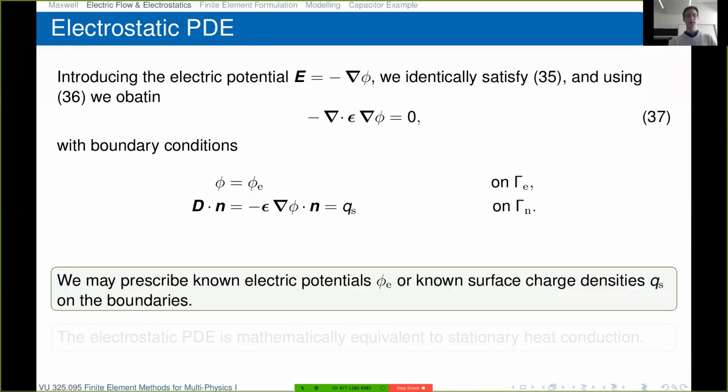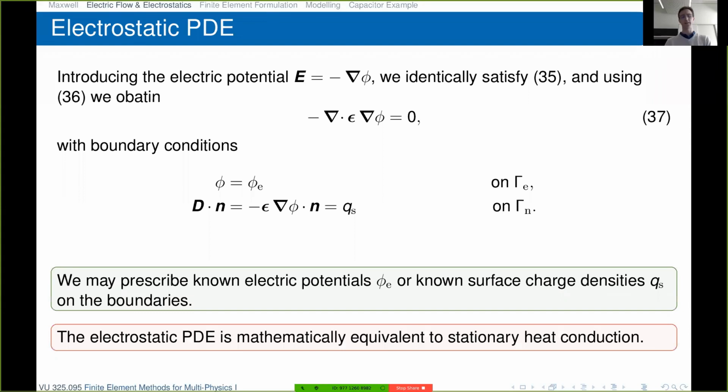So physically, these Dirichlet and Neumann conditions mean prescribed electric potentials or known surface charge densities on the boundaries. And again, we see that the electrostatic PDE is mathematically equivalent to stationary heat conduction, and thereby also to the electric flow problem, of course.